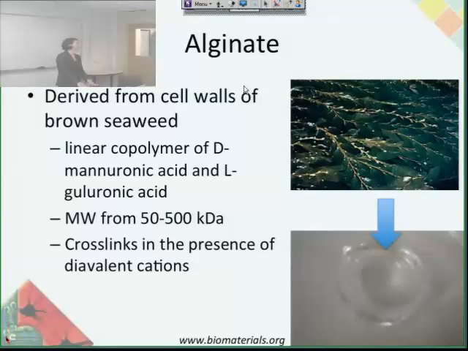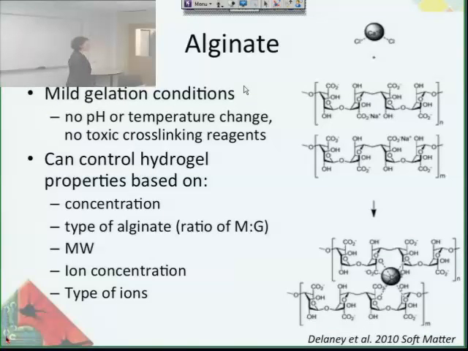Okay, so alginate you guys are going to be working with in the labs. It's derived from the cell walls of brown seaweed, and it's a linear copolymer of two different sugars, mannuronic acid and guluronic acid. The molecular weight can vary depending on processing, and it cross-links in the presence of divalent cations like we talked about earlier. So alginate is really useful for biomaterials and tissue engineering applications because it gels under such mild conditions that you don't really have to worry about residual cross-linkers that would be toxic to cells.